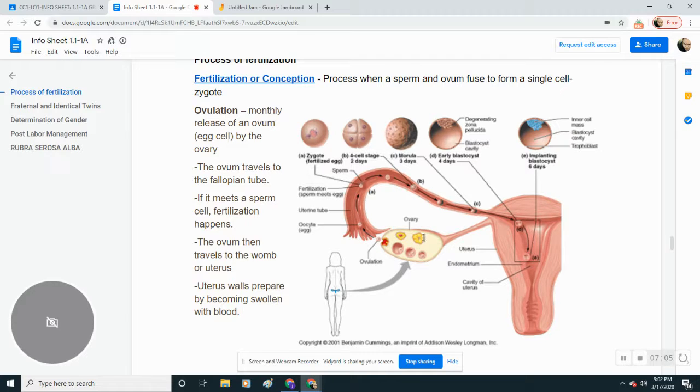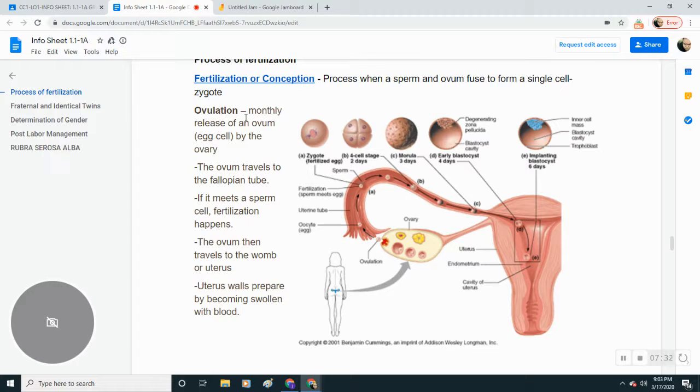So this is your corpus luteum, right? Then it will be caught by the fimbriae and it will travel to your fallopian tube. Then it will stay for a few days here. Then it will be met by a sperm cell. Then once it is fertilized, it will latch to the endometrium of the uterus.